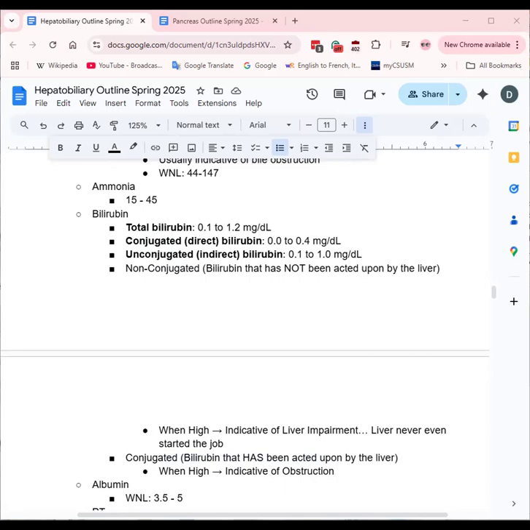Can we have a good liver, have sickle cell disease, and so unconjugated bilirubin high? That is also possible, especially if it's having a crisis because it's all acute.